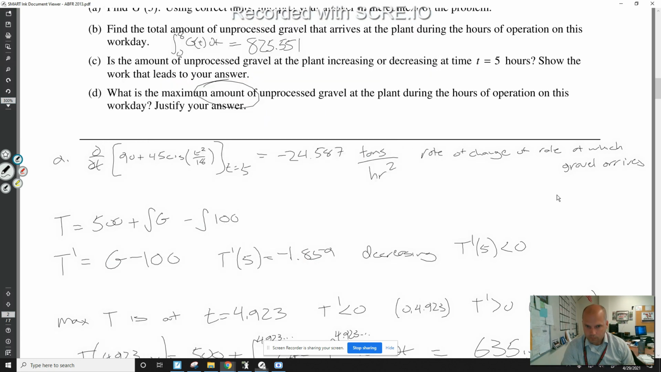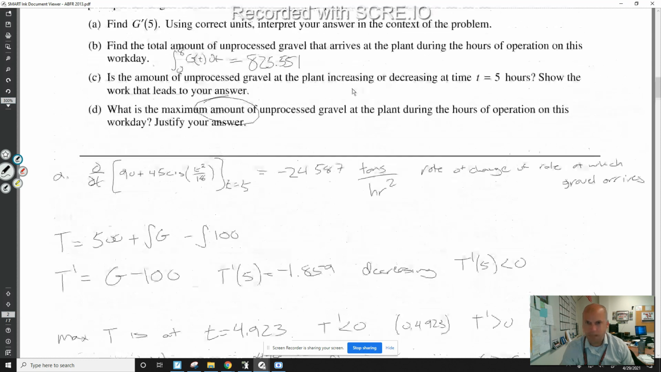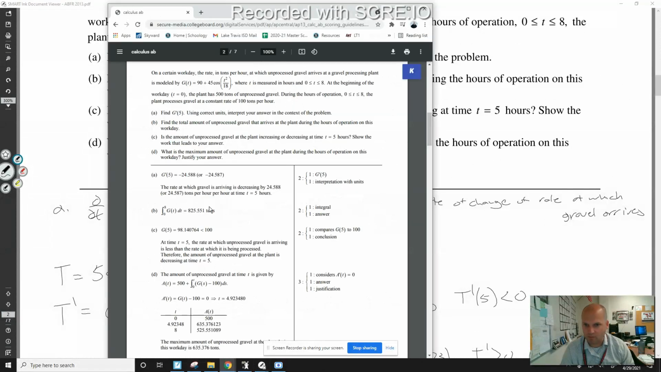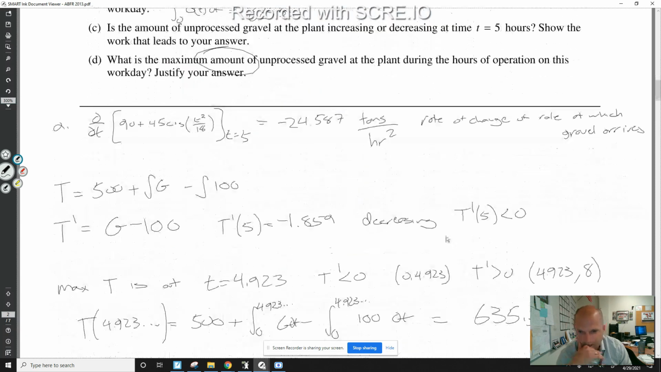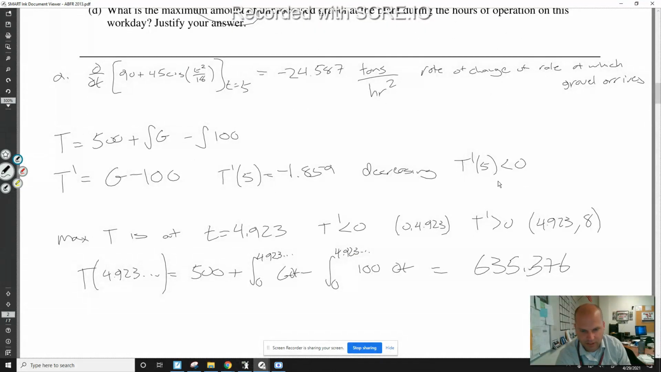Okay. Total in B, 825.551. Boom. 0 to 8 of G. 1 point for the integral, 1 point for the answer. Part C, looking at G of 5, comparing it to 100. If you did G minus 100, that's fine. 2 points for that. I don't care that they say G of 5 is this, and that's less than 100, rate in is less than rate out or something like that. This is simple. This is calculus.